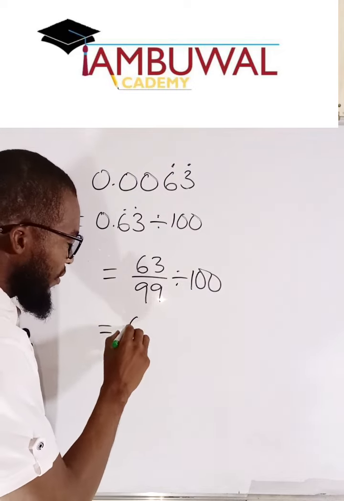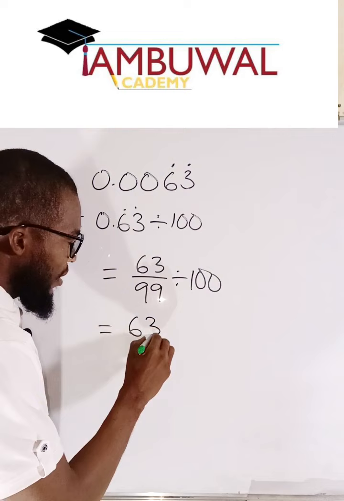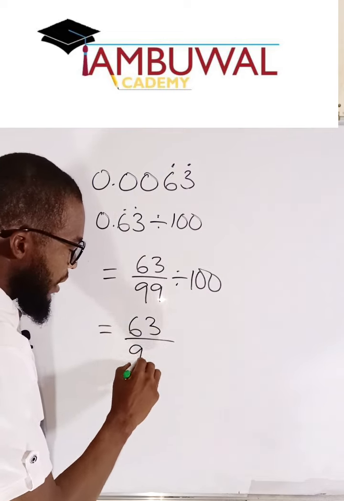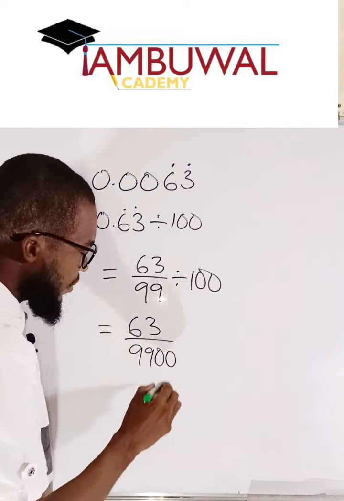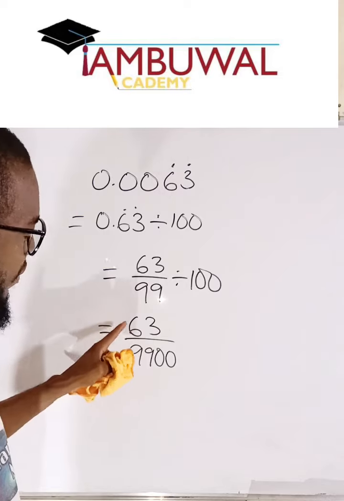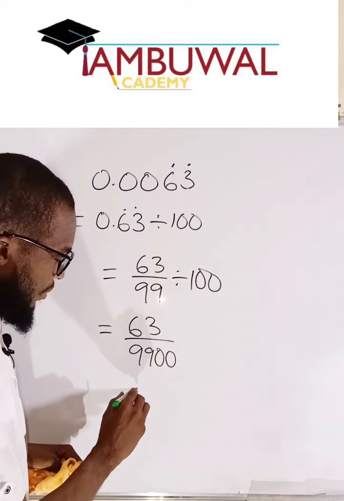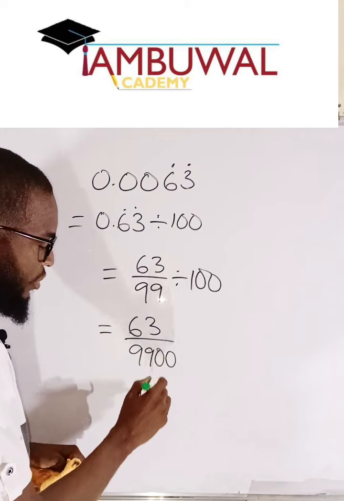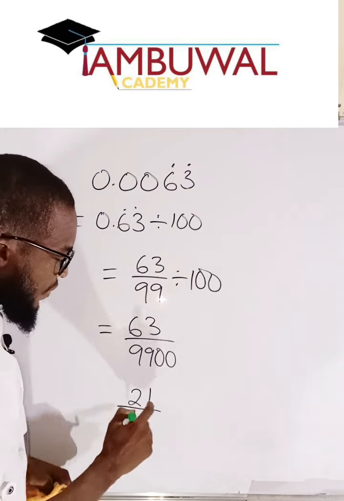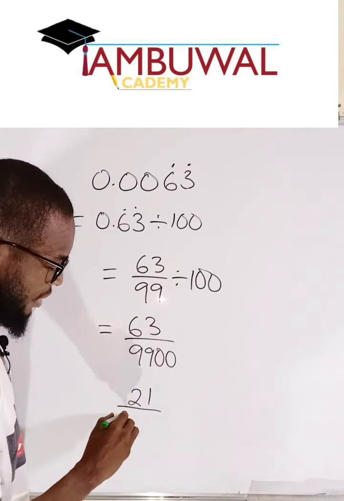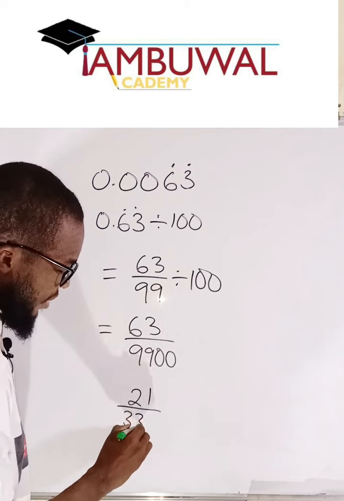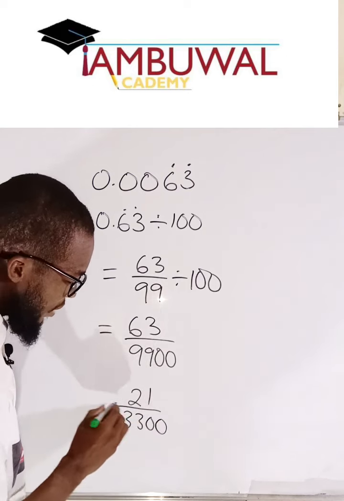All you have to do is multiply the 99 by 100. So this is equal to 63 divided by what? 9900. I think this can be reduced because 3 can go here. How many times? 2 times. And 3 can go into 3 one time. You divide by 3: 3 into 9 is 3, 3 into 9 is 3, 3 into 0 is 0, 0, right?